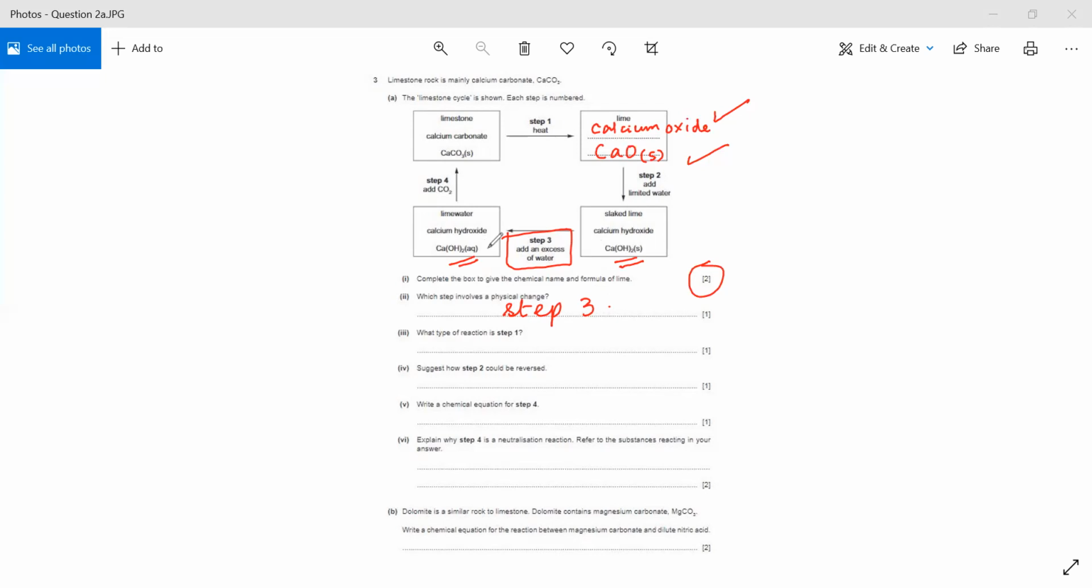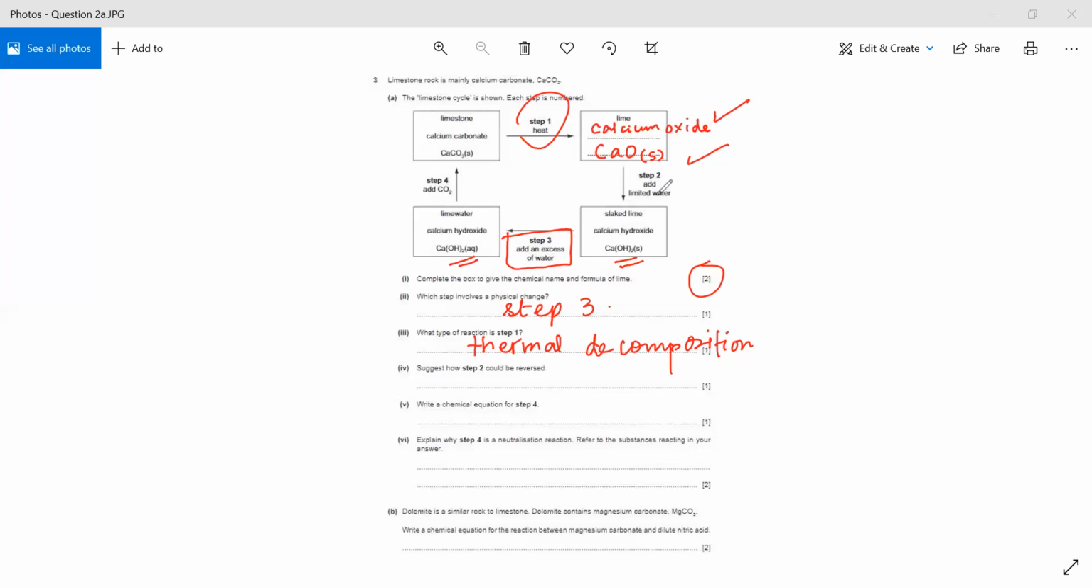Then what type of reaction is step 1? Step 1 is this reaction. So in step 1, we call it thermal decomposition. Correct. Okay, as we can see, thermal means heat. So by heating, it is going to be broken down. Thermal decomposition. Then suggest how step 2 could be reversed.